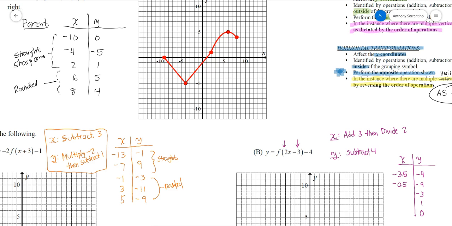For 2, I'm going to add 3. I get 5. Divided by 2, I'm going to get 2.5. And again, this is the straight part, straight edges with the corner point. The 6, I'm going to add 3 and get 9. Divide by 2, I'm going to get 4.5. And the 8, I'm going to add 3 and get 11. Divide by 2, I'm going to get 5.5. And again, this part's the rounded part.